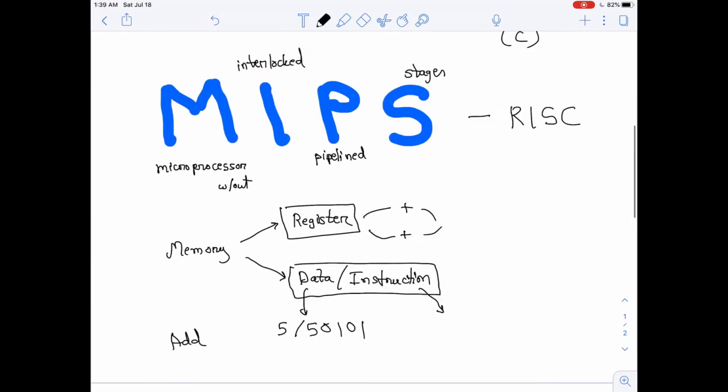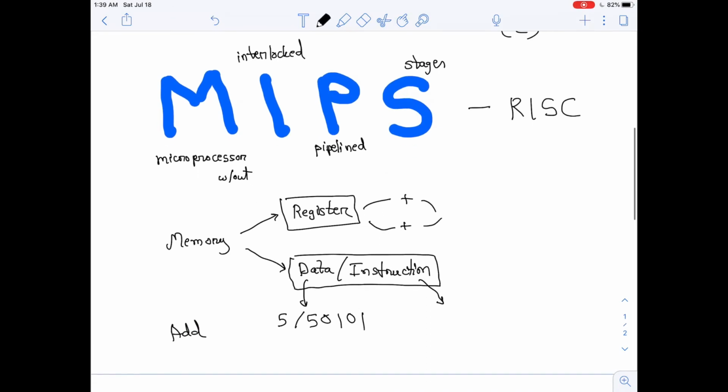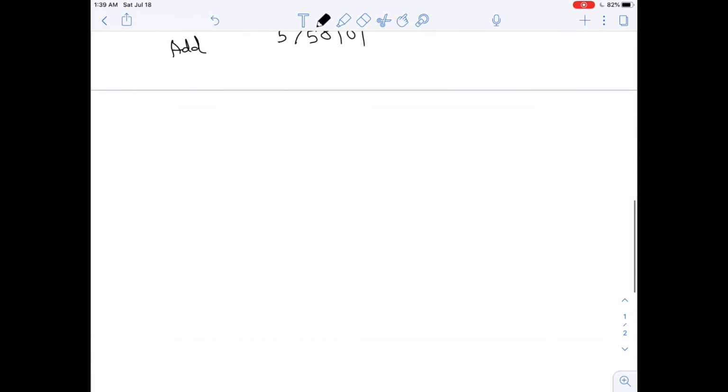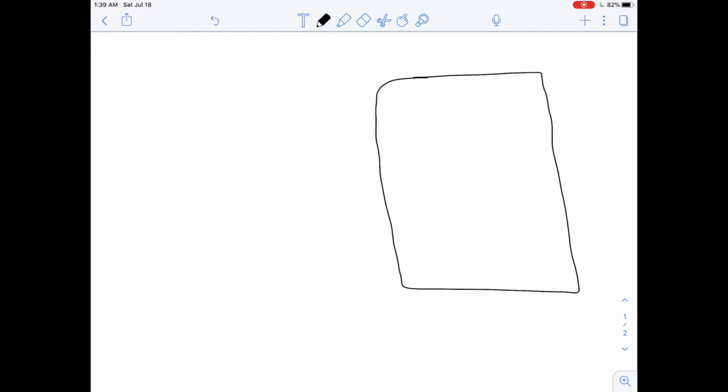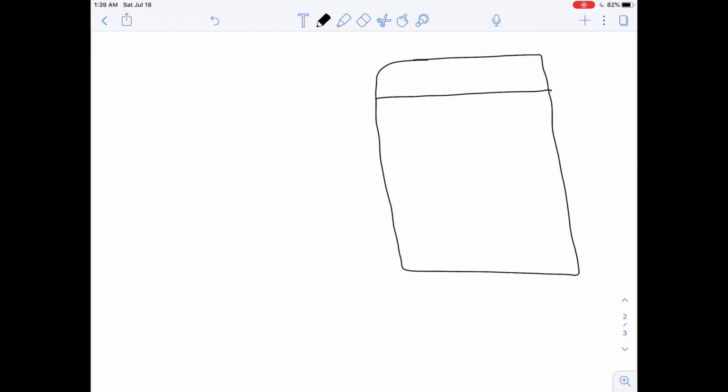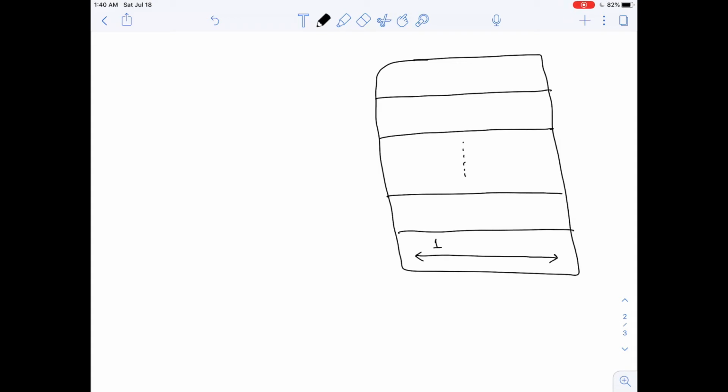So we're learning about MIPS in this course. So let us talk about the MIPS data/instruction memory. So in MIPS, your memory has addressable spaces like this. Each of these spaces is exactly 1 byte or 8 bits, so you can basically store 8 bits of data here. So this is the MIPS memory.